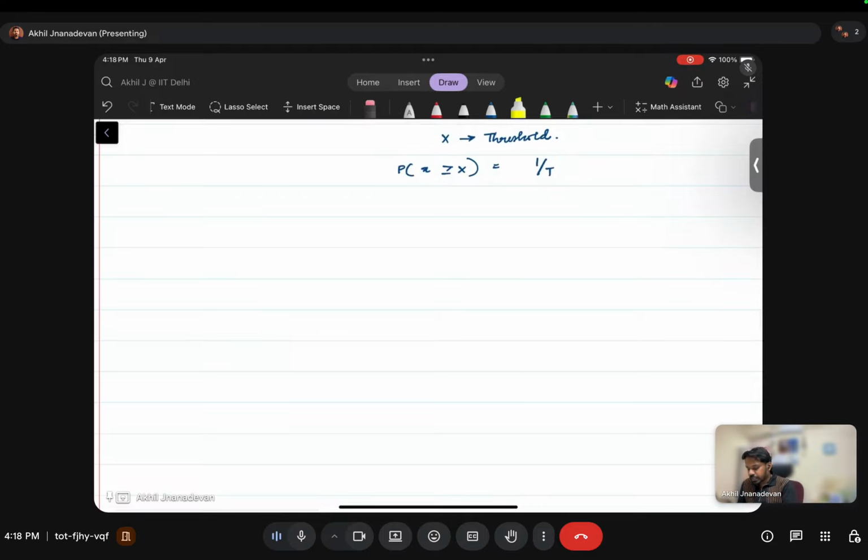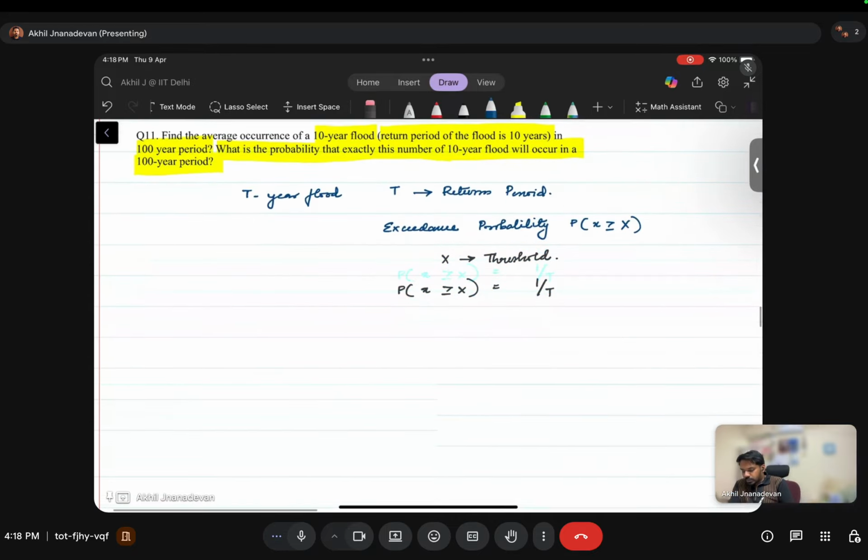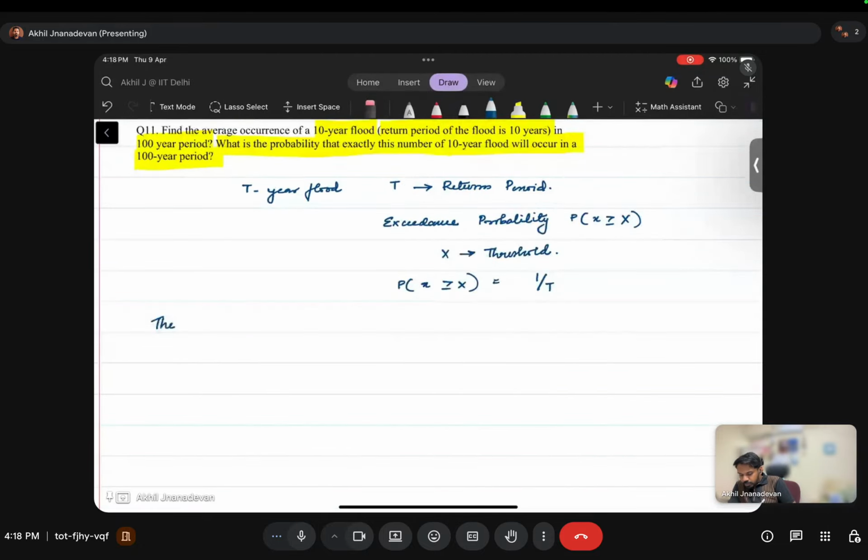One thing we can straight away write, from what we just discussed and from the concept of return period, is the probability of occurrence of a 10-year flood in any year.